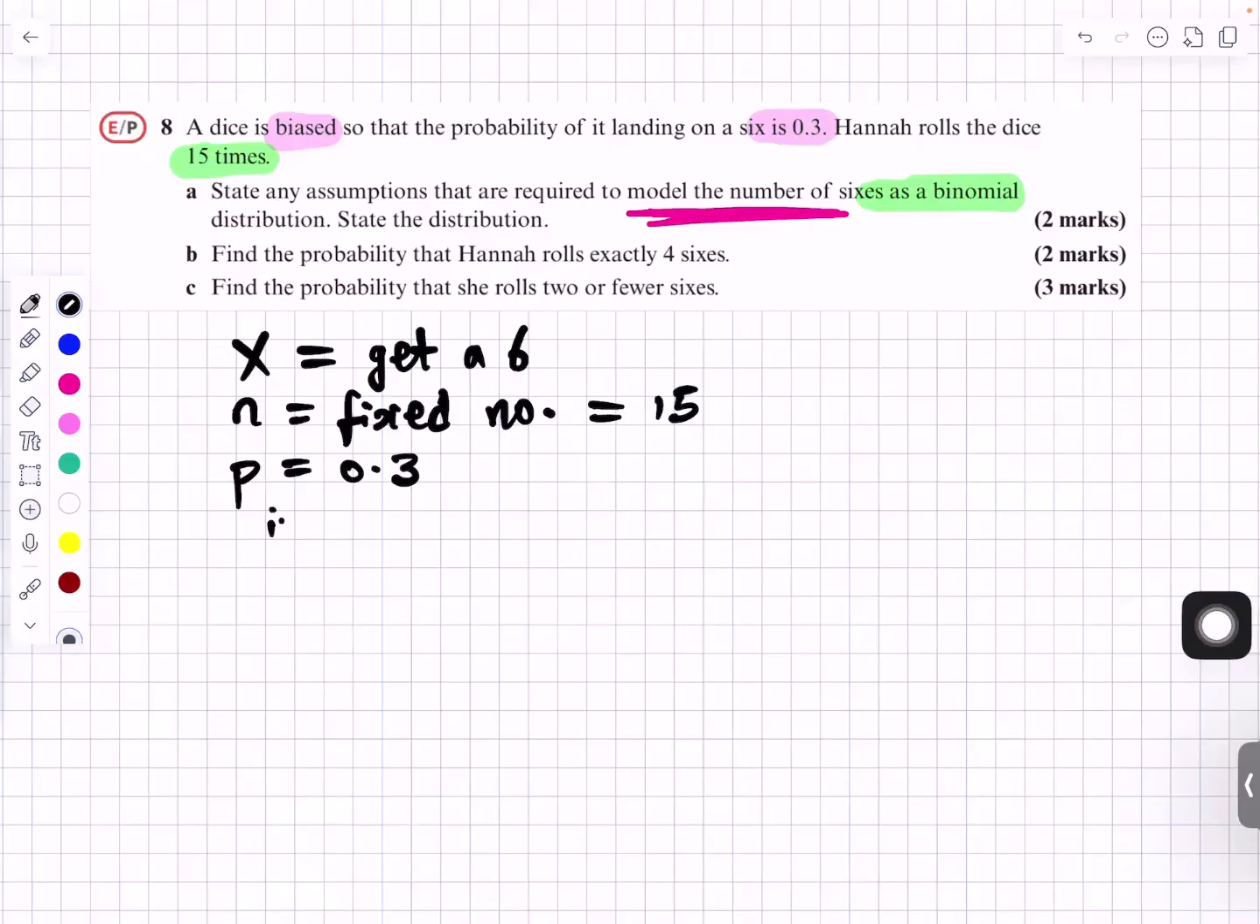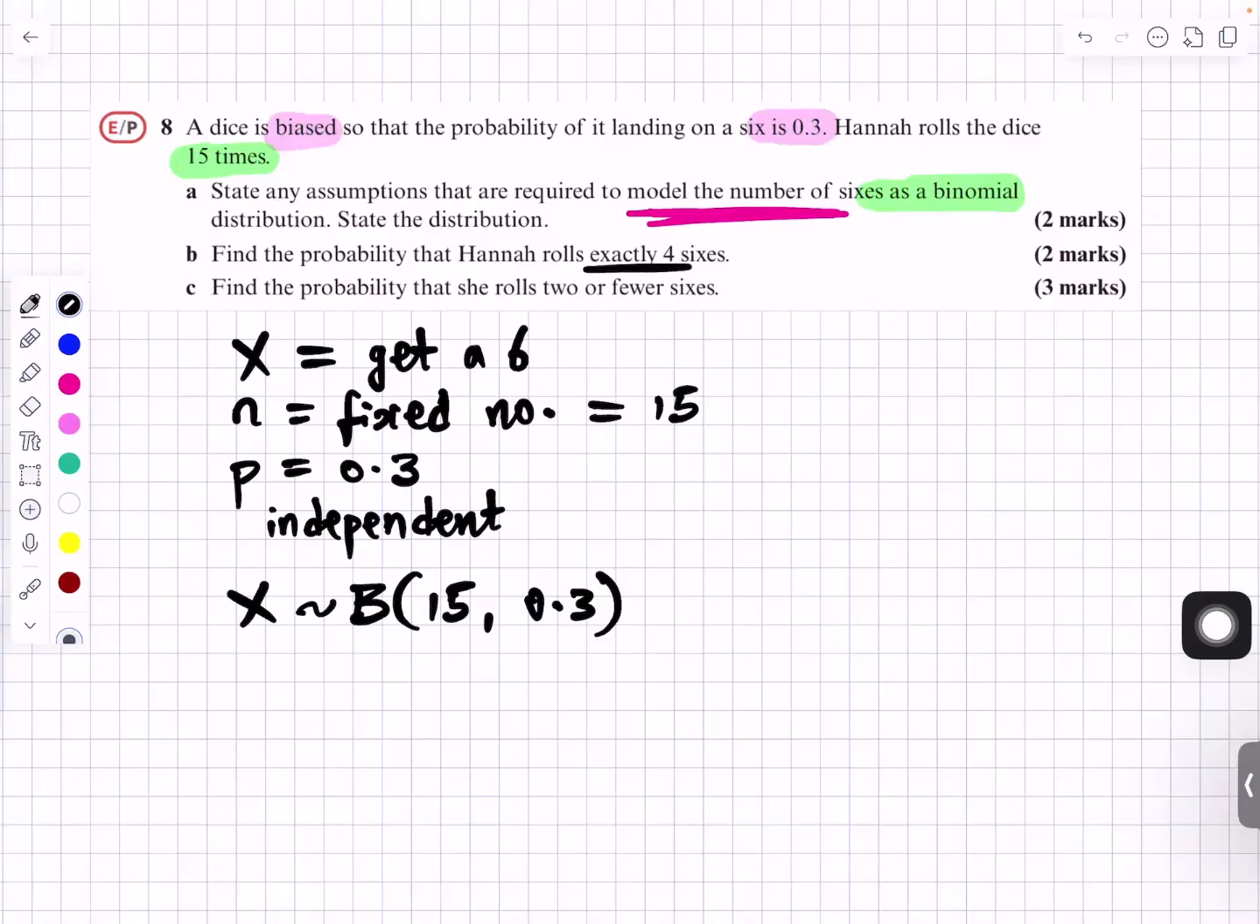And then the other one is to say they are independent. That means the answer does not change. If you do it the first time, it does not change. If you do the second time, the probability stays the same. So it's a tilde sign, it's a binomial, 15 and 0.3. Sometimes in maths, they don't tell you all these words, they just give those numbers. And part B says, find the probability that Hannah rolls exactly 4. Probability of X equals 4.